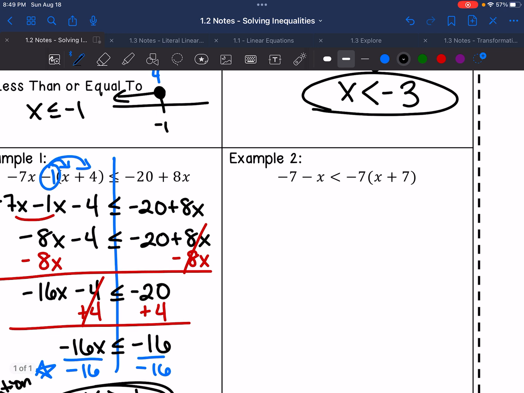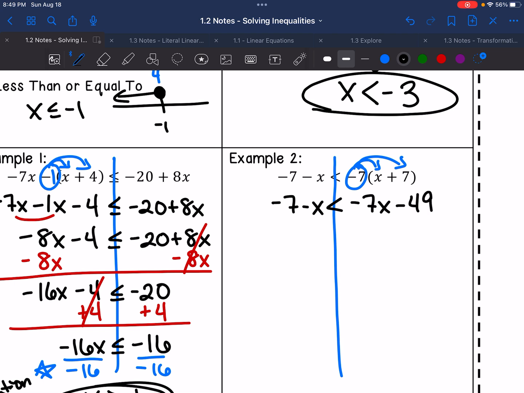All right, example 2. So looking on the right-hand side, I need to distribute this negative 7. So nothing's happening on the left. I'm bringing that down. I've got a less than sign. Negative 7 times x is negative 7x. Negative 7 times positive 7 is negative 49.